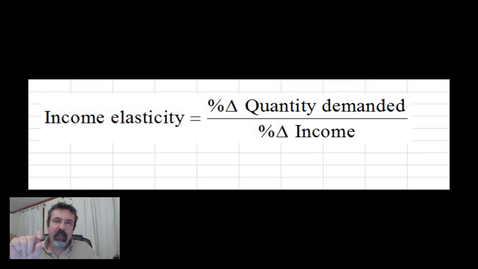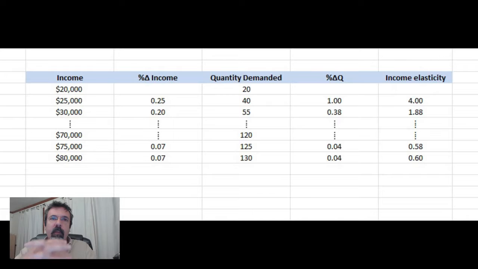The difference is, instead of dividing by the percentage change in the price of the good, we're dividing by the percentage change in income. So here are various income levels and quantity demanded associated with them. At an income level of $20,000, the consumer will demand 20 units of the good. At an income level of $25,000, the consumer will demand 40 units of the good. And of course, as the consumer's income rises, his quantity demanded of the good goes up and up. So finally, at an income of $80,000, the person's going to demand 130 units of this good.